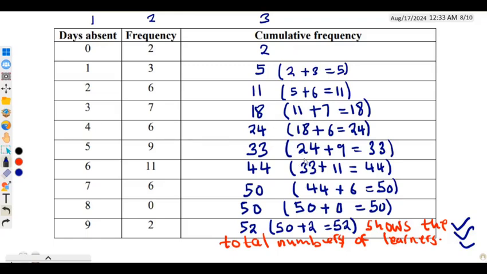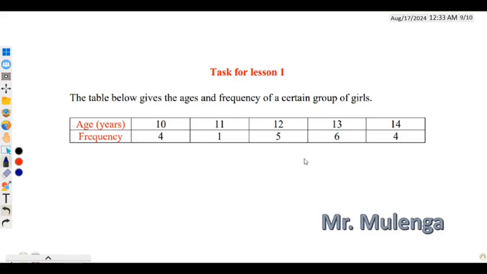So let us now look at the task. So you need to do this task. So this is the task for lesson 1. So the question reads, the table below gives the ages and frequency of a certain group of girls. So here we have age, which is years. We have 10, 11, 12, 13, and 14. And here we have the frequency, which is 4, 1, 5, 6, and 4.